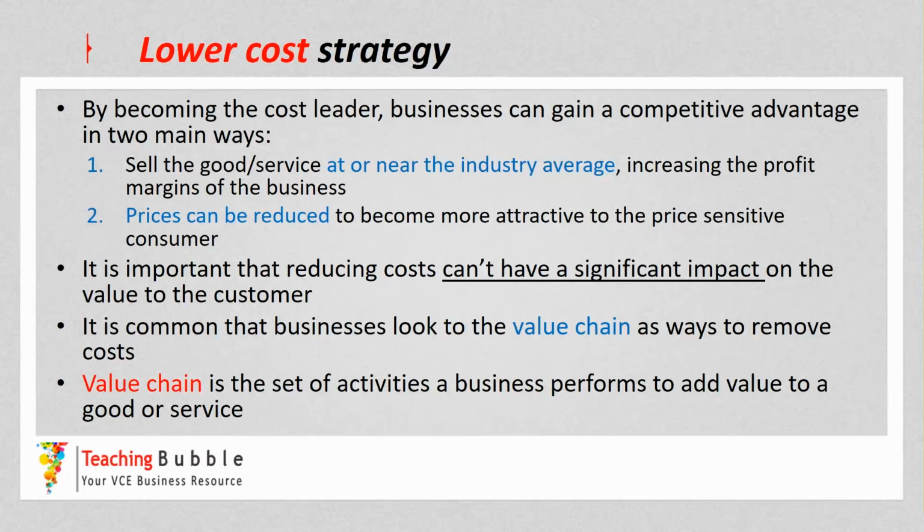Firstly, if the business can reduce their costs yet sell their good or service at a price that is at or near the industry average, then they gain a competitive advantage because they've increased their profit margins significantly, and therefore they don't need to sell as many goods or services as their competitors. On the other hand, the business can pass on the cost savings to the consumer by lowering their price and being more attractive to the price sensitive consumer, therefore opening up the market to a larger group of people that they can sell to as more people are attracted to the lower price.